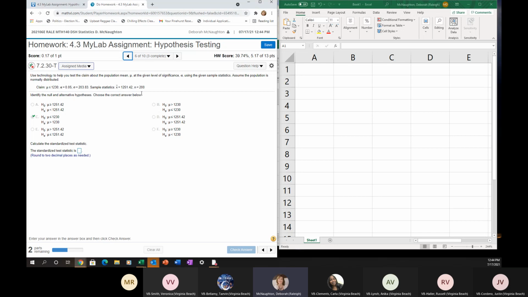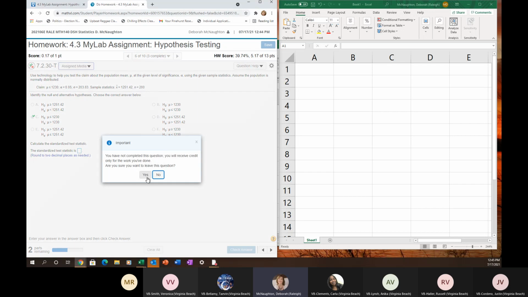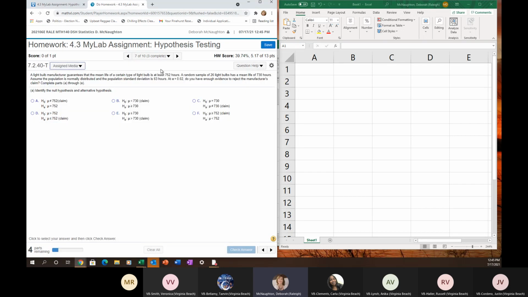And then this one does have us do it a little bit differently, because I think number 6 had us use a p-value, and number 7 has us use a critical value. So I want to show you guys how those are related by, I'm actually going to draw it for you so you can see how those are related. Okay, so when we look at this problem, homework 4.3, number 7.